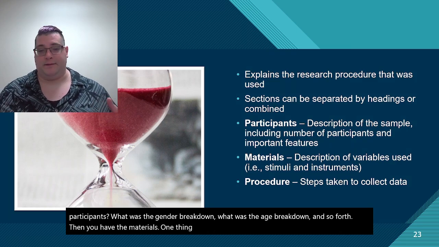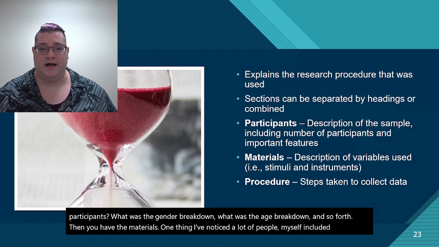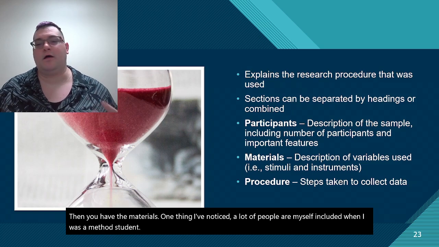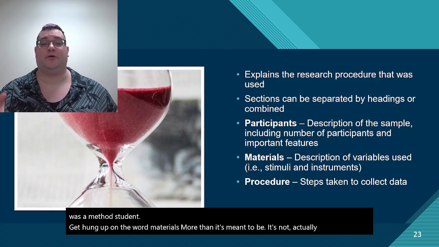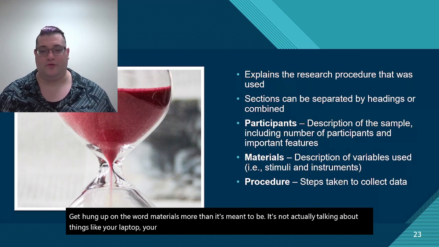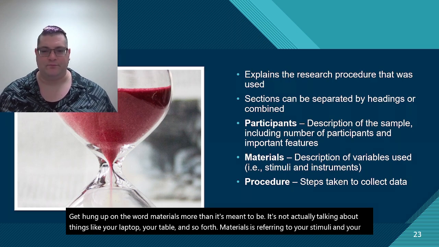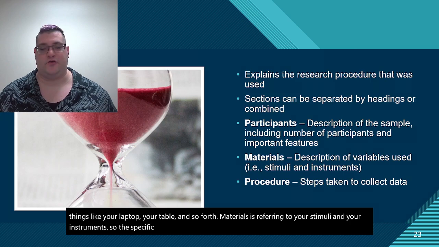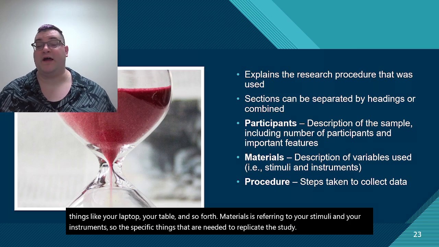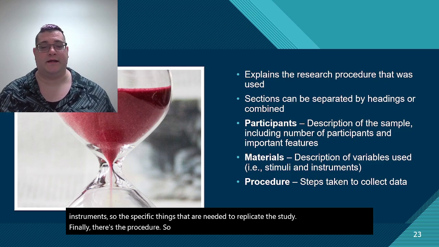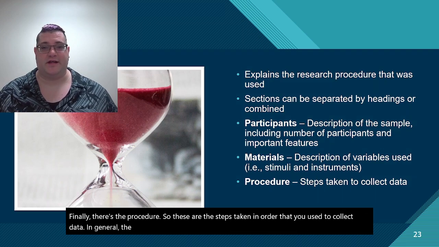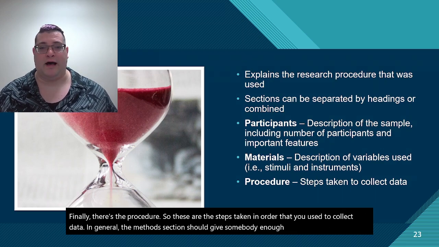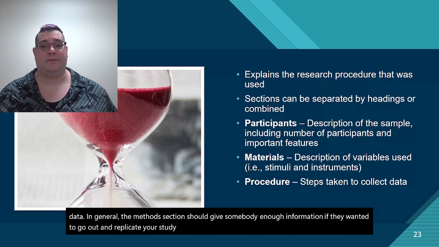One thing I've noticed a lot of people, myself included when I was a method student, get hung up on the word materials more than it's meant to be. It's not actually talking about things like your laptop, your table, and so forth. Materials is referring to your stimuli and your instruments. So the specific things that are needed to replicate the study. Finally, there's the procedure. So these are the steps taken in order that you use to collect data. In general, the methods section should give somebody enough information, if they wanted to go out and replicate your study, that they would be able to do so.